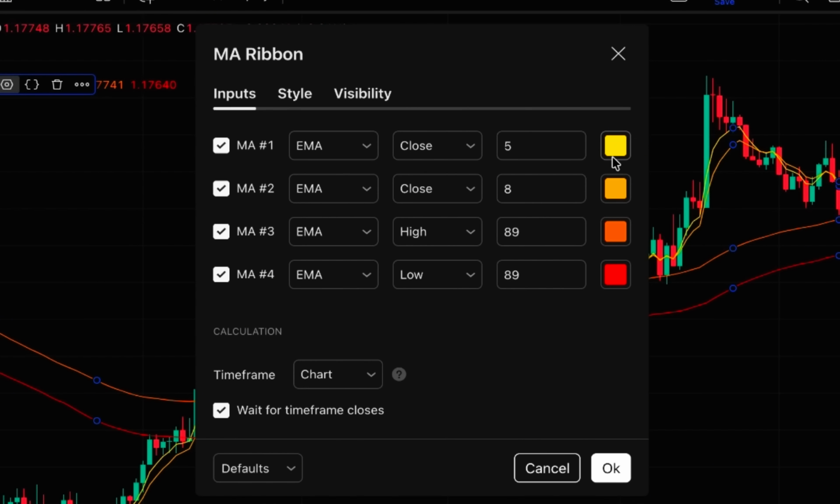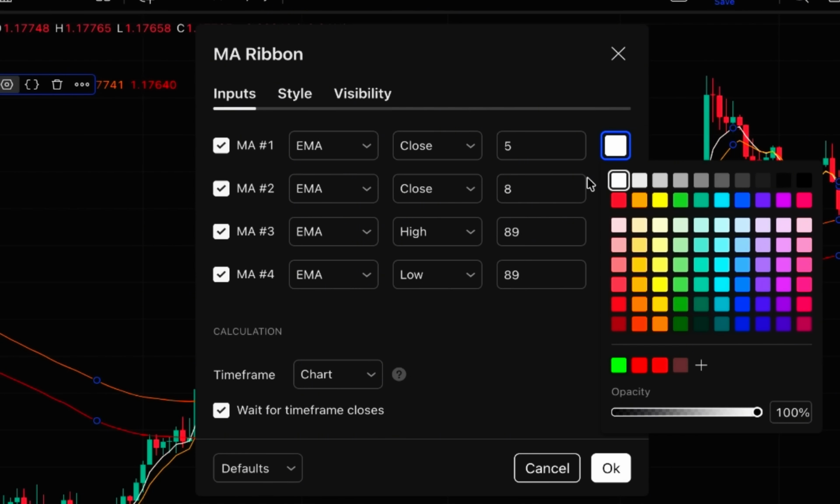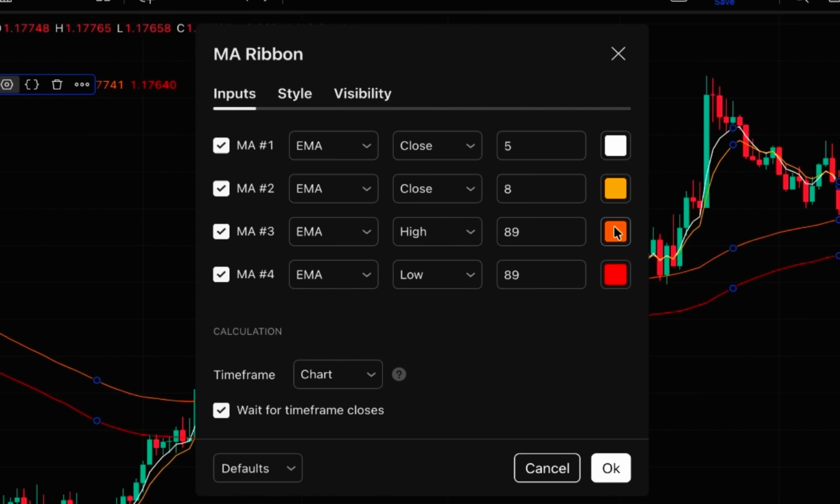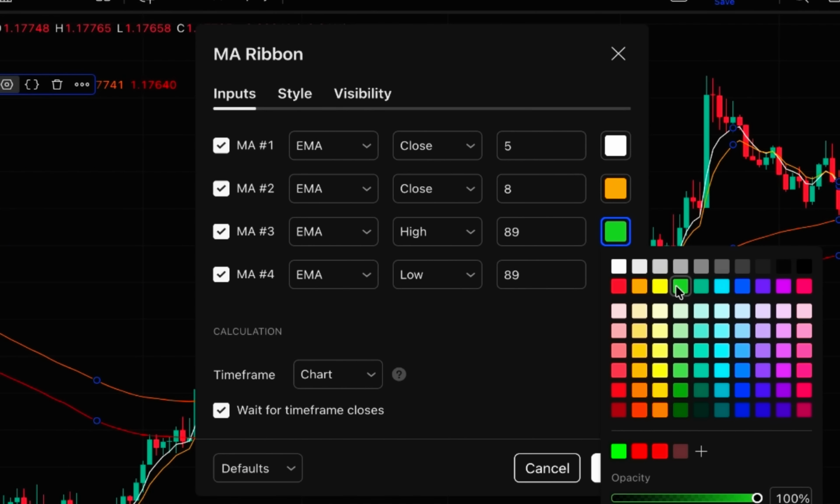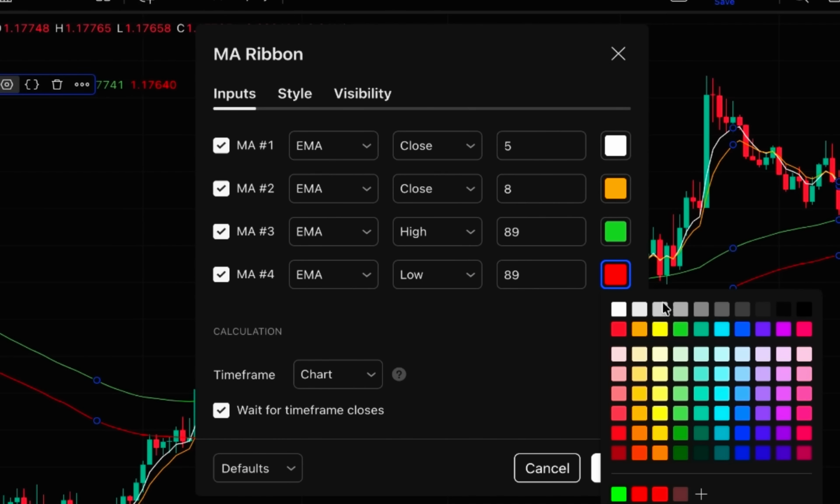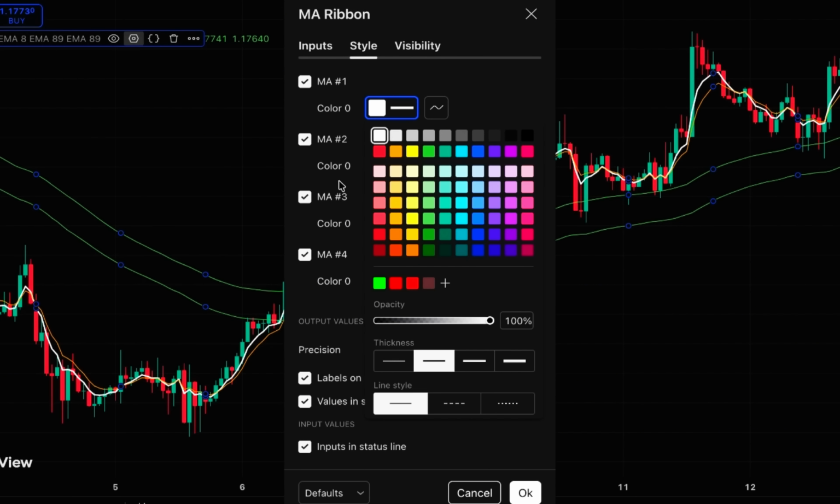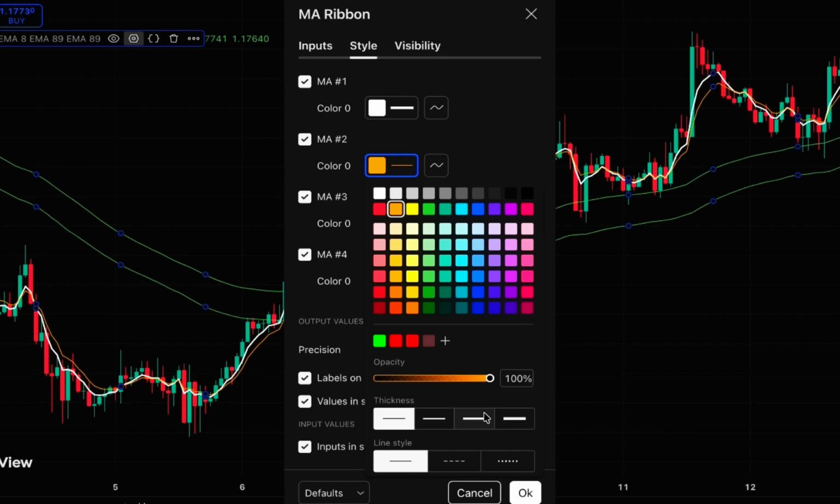Alright, now we need to change their colors. Here for the first EMA, we set the color to white. For the second EMA, we set the color to orange. For the third EMA, we set the color to green. And for this EMA, also we set the color to green. And finally, we go to the style tab and we increase the thickness of the lines so they will be better visible on our price chart.